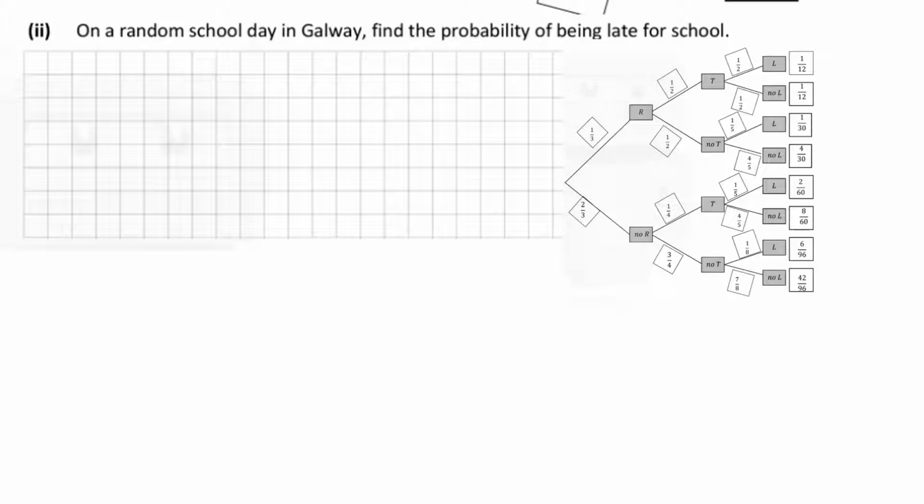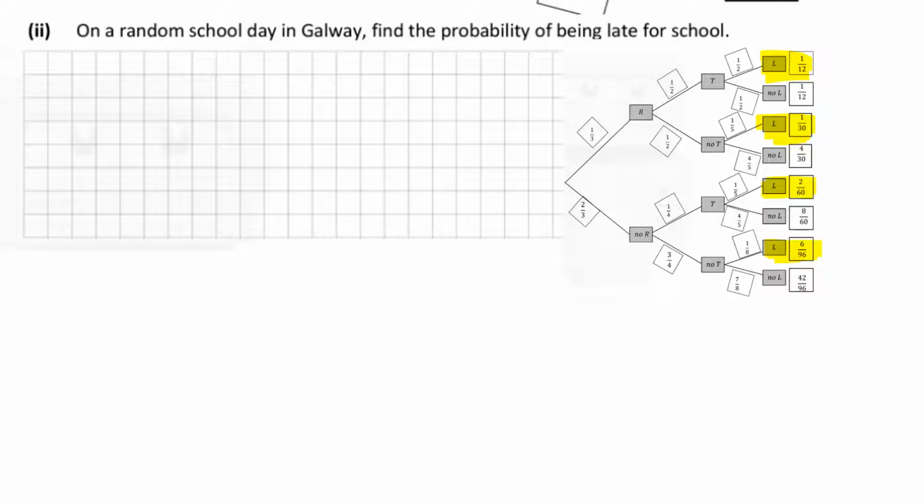So on a random school day in Galway, find the probability of being late for school. So there's a few different lates. I've put a small version here, so hopefully you can see it. So what I'm going to have is here is where I'm late, here is where I'm late, here is where I'm late, and here is where I'm late. So I could be late because it was raining and there was traffic, or I could be late because it was raining and no traffic. Or I could be late because it was not raining but there was heavy traffic, and so on.